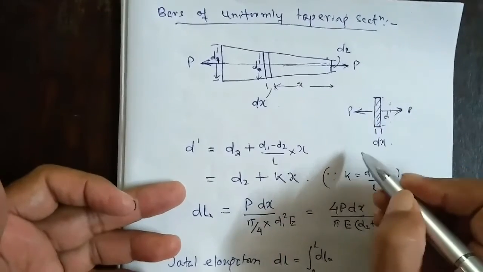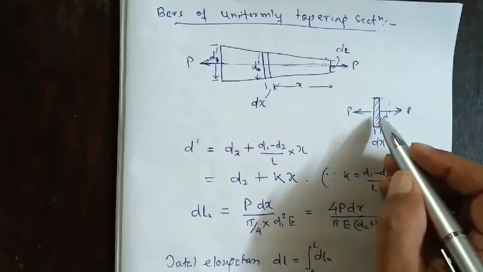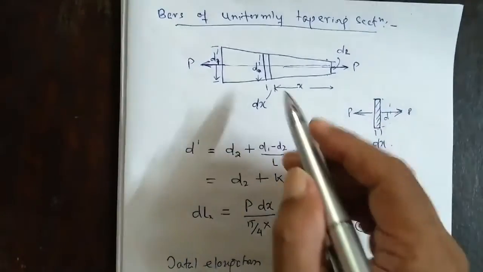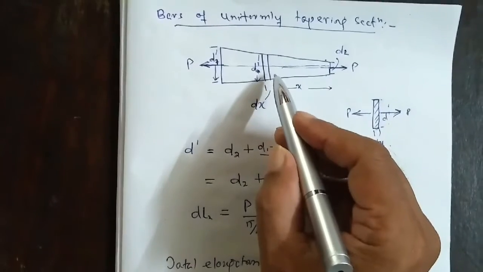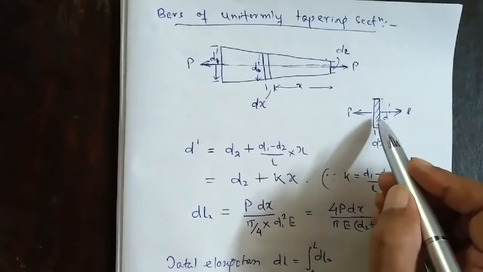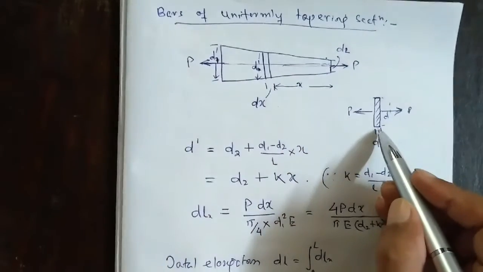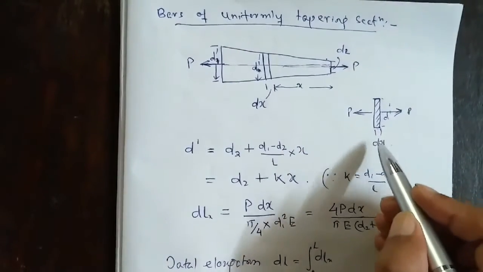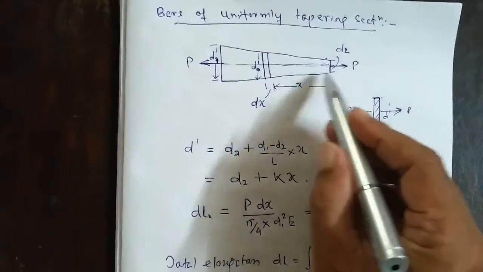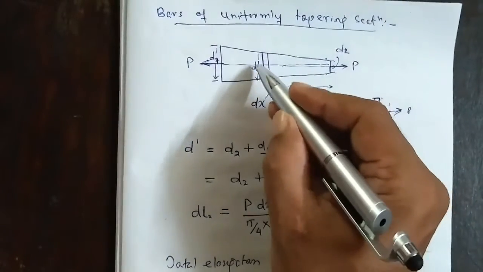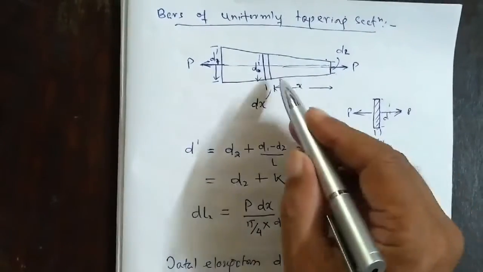It is again subjected to load P. We'll find the deformation of this element and the change in length of this element. Such elements are innumerable here. If we add the change in length of all such thin elements, then the total deformation can be found out. So considering the thin element whose length is dx, which is subject to load, whose diameter is not d2, not d1, its diameter will be d dash, something less than d1 and more than d2.